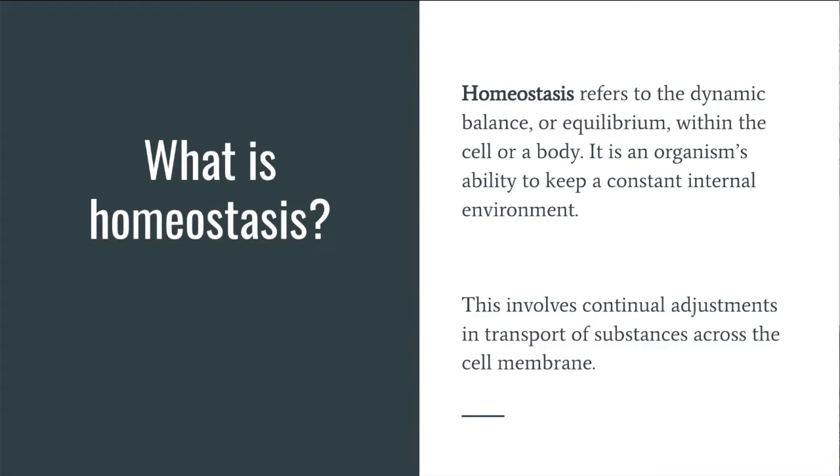Let's think back to our previous knowledge on homeostasis. So homeostasis just refers to the dynamic balance or equilibrium within the cell or a body. It is an organism's ability to keep a constant internal environment. So if you are too hot, your body is naturally going to sweat in order to attempt to bring your body temperature down. Again, if you are too cold, then your body might shiver and try to bring your body temperature back up. So in terms of cell transport, this is just going to involve continual adjustments in transport of materials across the cell membrane so that it is stable and balanced both inside the cell as well as outside the cell.